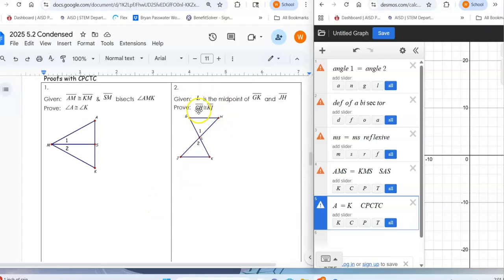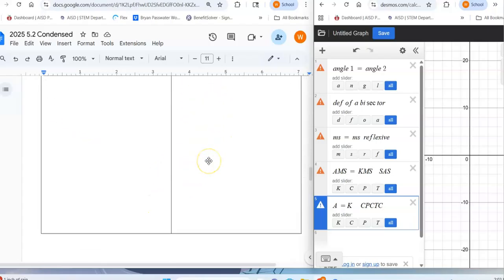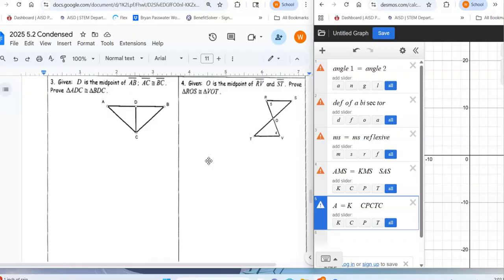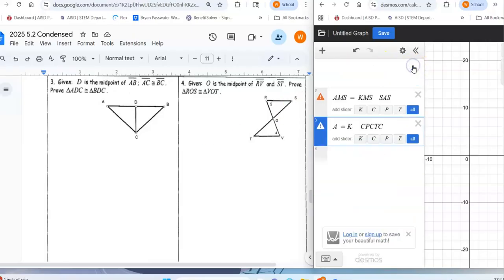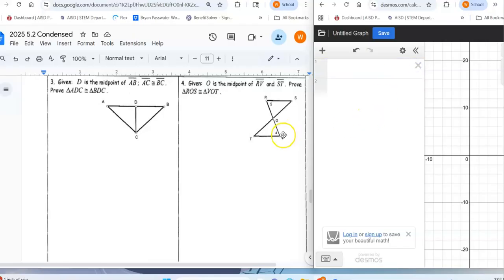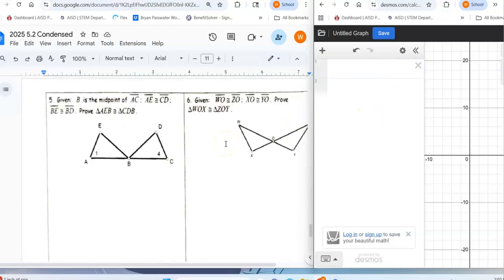So this is kind of the same thing. Number two, I'd already tried number two. All right, so which one should I do? Okay, I'm going to do 3 and then ask you to try the rest. Or what should I do? Let's do a hard one. Okay, so I'm going to do 6.